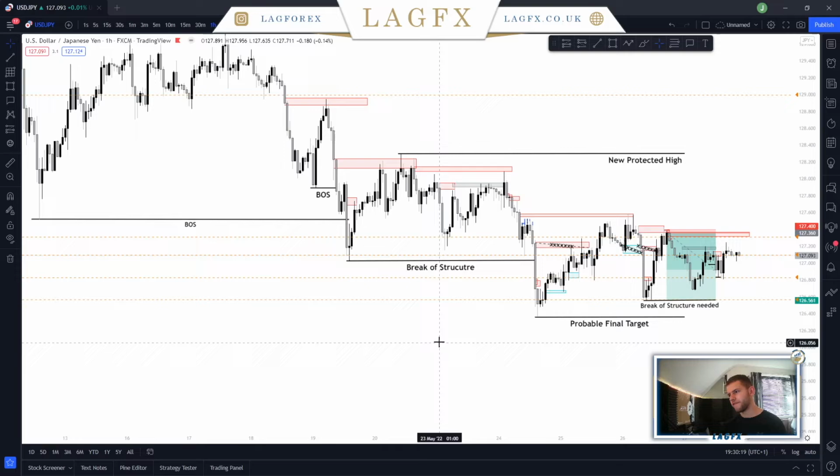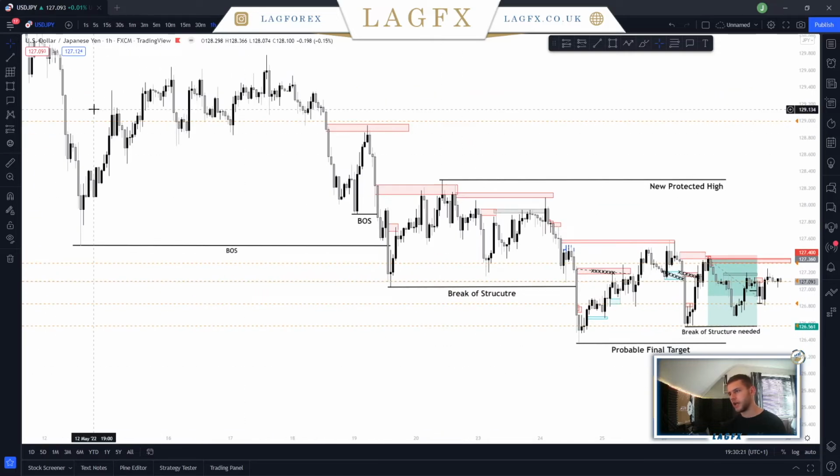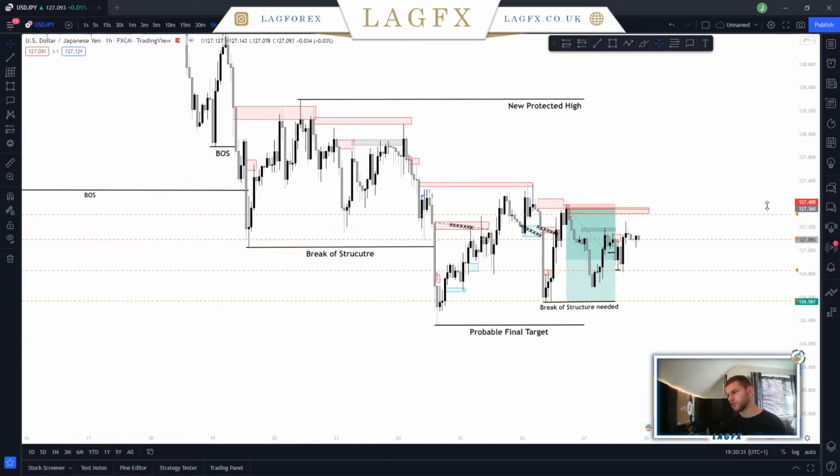So another one of my favorite markets to trade, US dollar yen. Again, we are bearish within this. We can see we started an impulse in this top left corner, retracement, impulse, retrace, impulse. We had some breaks of structure.